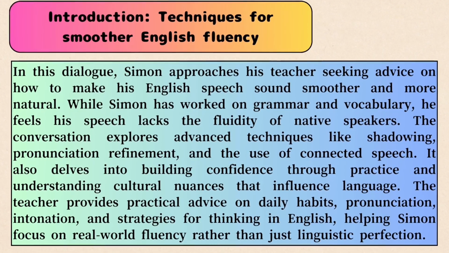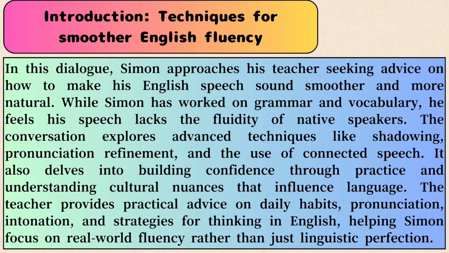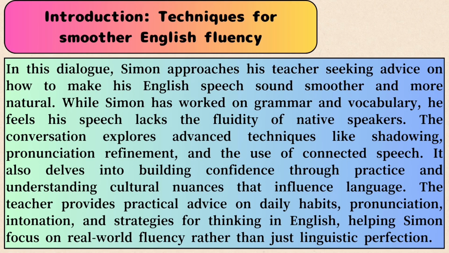In this dialogue, Simon approaches his teacher seeking advice on how to make his English speech sound smoother and more natural. While Simon has worked on grammar and vocabulary, he feels his speech lacks the fluidity of native speakers. The conversation explores advanced techniques like shadowing, pronunciation refinement, and the use of connected speech. It also delves into building confidence through practice and understanding cultural nuances that influence language. The teacher provides practical advice on daily habits, pronunciation, intonation, and strategies for thinking in English, helping Simon focus on real-world fluency rather than just linguistic perfection.